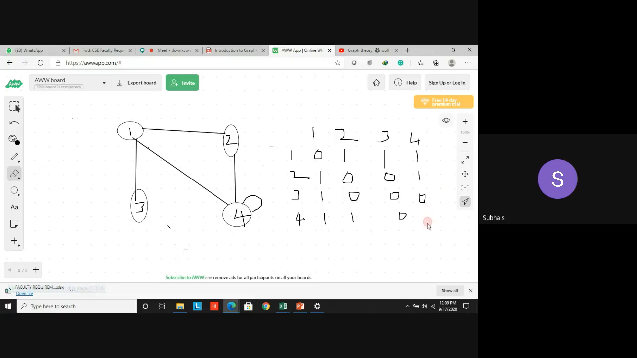So for 4 to 4 there is a path, so make it 1. This is called the adjacency matrix. In this way you have to calculate the adjacency matrix.